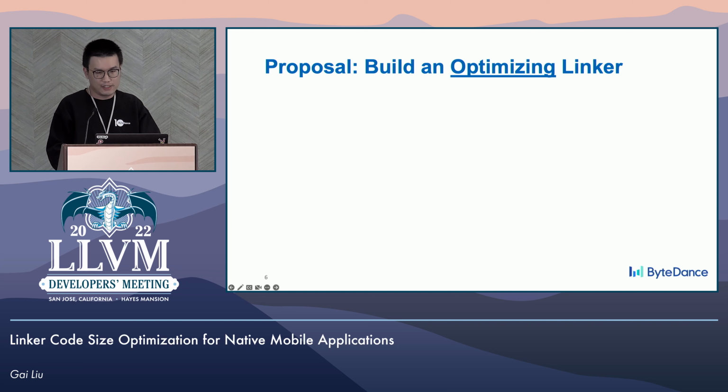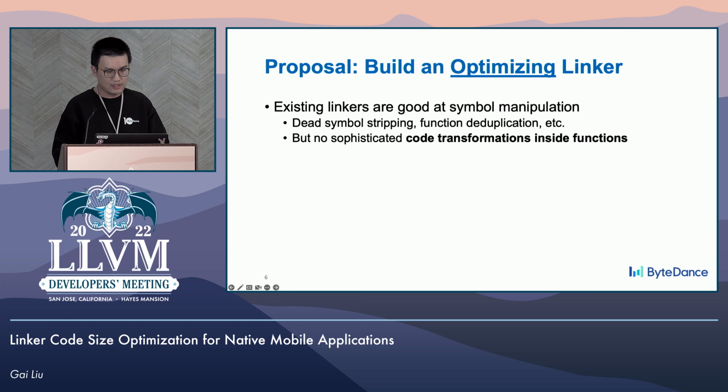Our proposal here is to build an optimizing linker, where the linker itself performs code size optimizations without the need to re-invoke the compiler's parse pipeline. Note that the existing linkers are already very good at symbol-level manipulations, such as symbol stripping and function deduplication. However, there's currently no sophisticated code transformation inside functions, and that's what we will focus on.